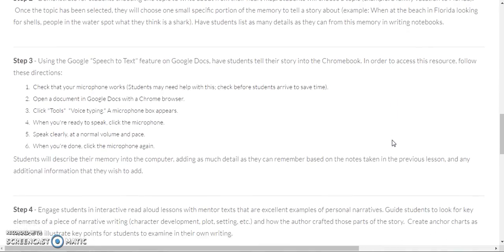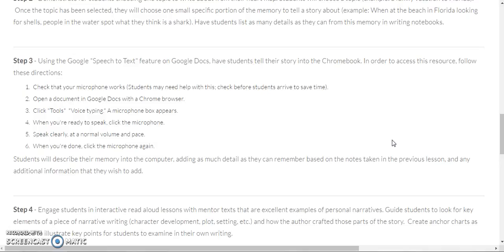And so something new that I would try the next time, I haven't done this with students yet, but I saw it suggested and I thought it would be a really good idea. Instead of having students write their rough drafts, they would go to Google Docs and use the Google speech-to-text feature to tell their story to the Chromebook. And a lot of the research said that this really helps to improve student writing because they're much more detailed in their explanations than they are in their writing, and so it really helps them to see how much detail they can put into a story and how vivid they can make it for their readers.